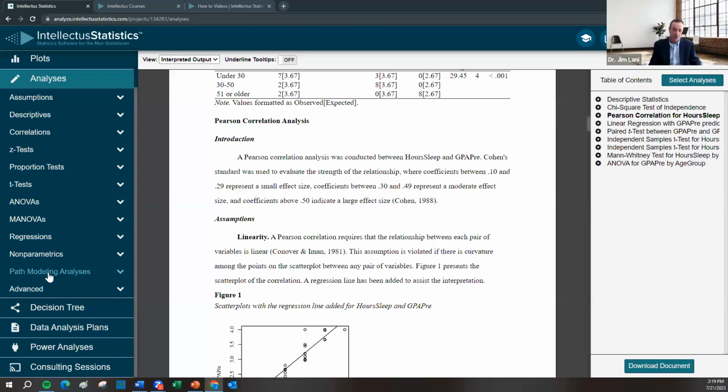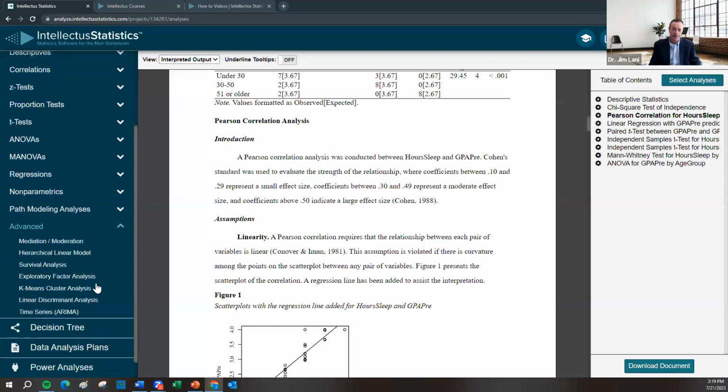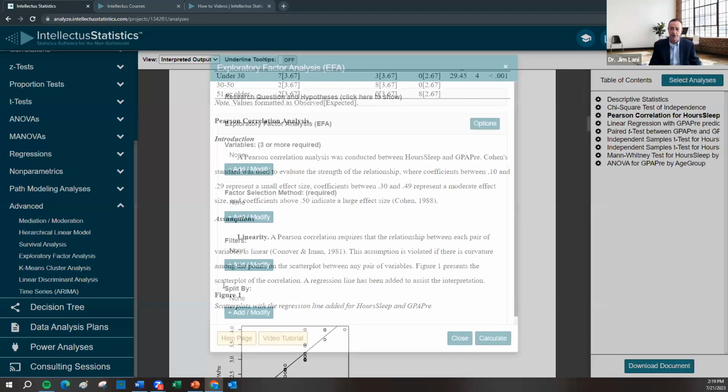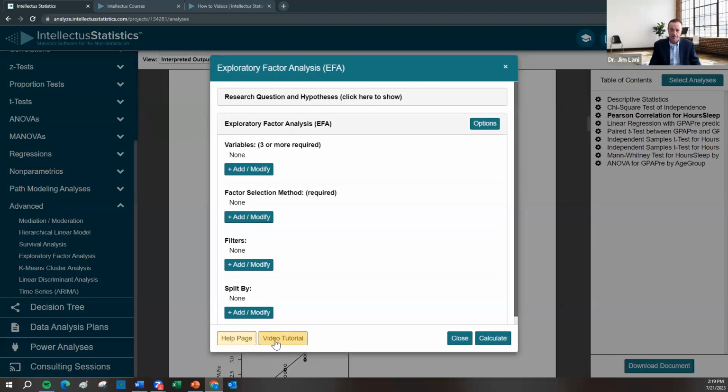Right. So under advanced, under EFA, that video is what we're talking about here. Once you go into that dialog box of that test, you can get a video tutorial there.